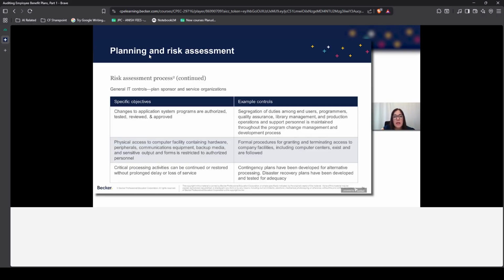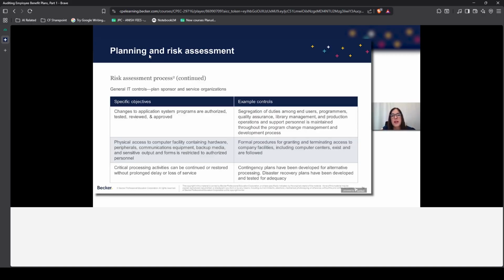Another objective could be that they have restricted physical access to various facilities, equipment, backup media, etc. So then the control they could put in place here would be to make sure that there are formal procedures for granting and terminating access to these facilities. So with these examples, what they're trying to show you here is that you do not have to be an IT expert to obtain an understanding of the IT controls.